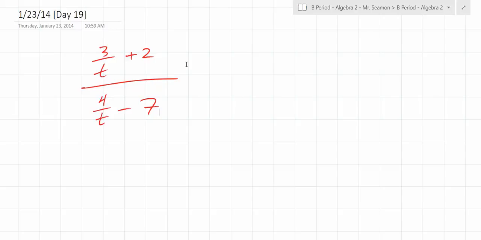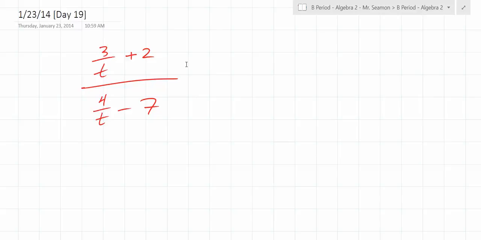How do you want to attack this? Someone give me one method. Yeah, Jacob? We multiply the 2 times t over t and the 7 times t. You could, but you don't need to. You could. Absolutely, you could do that. I want to give you the quickest way you can.